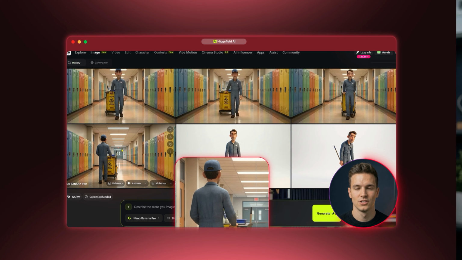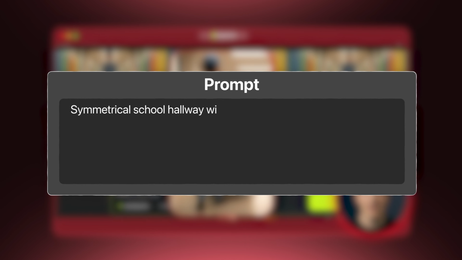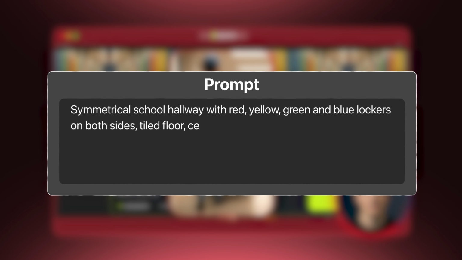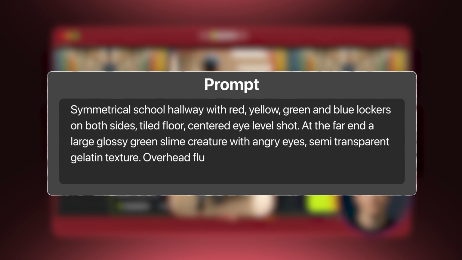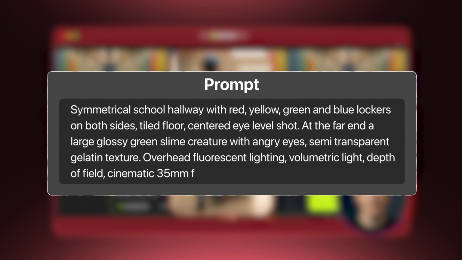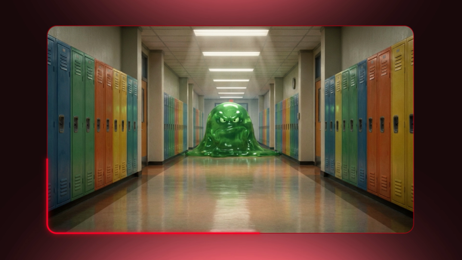Now we escalate. Use the hallway scene as your environment reference. Use this image prompt. Symmetrical school hallway with red, yellow, green, and blue lockers on both sides, tiled floor, centered eye-level shot. At the far end, a large glossy green slime creature with angry eyes, semi-transparent gelatin texture. Overhead, fluorescent lighting, volumetric light, depth of field, cinematic 35mm film still, ultra-realistic, sharp focus. Notice the depth. The monster is far, but not in your face yet.